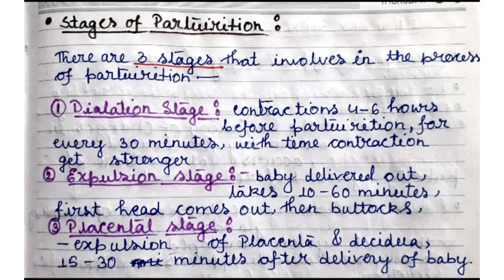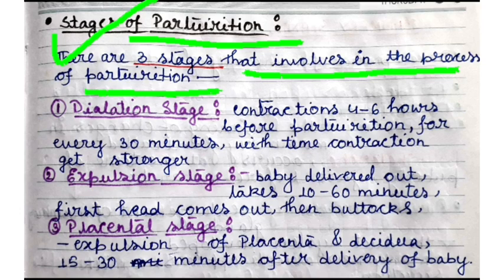Next, we move on to the stages of parturition. There are three stages involved in the process of parturition, and they are the dilation stage, the expulsion stage, and the placental stage.